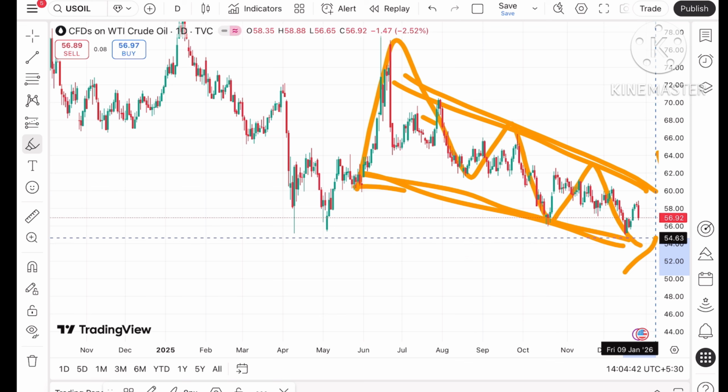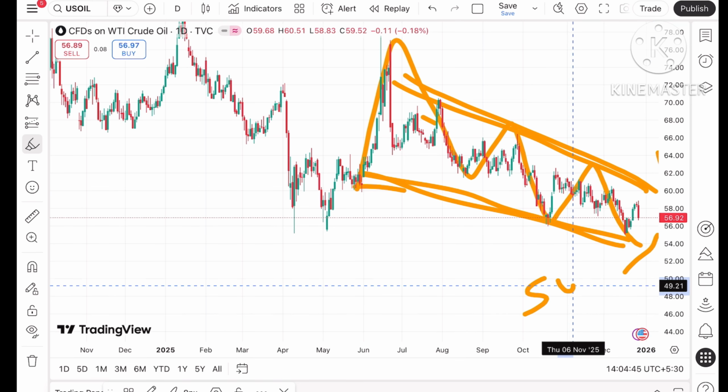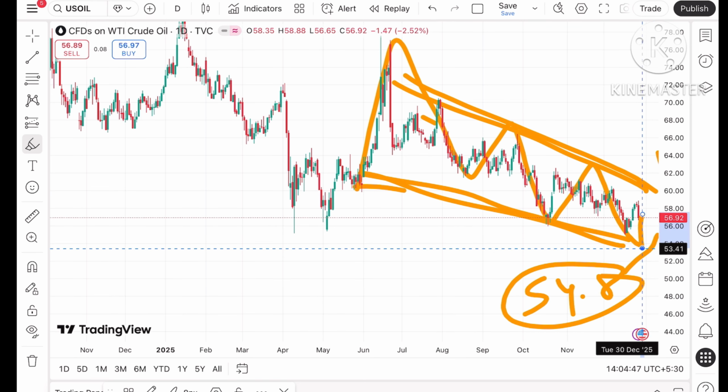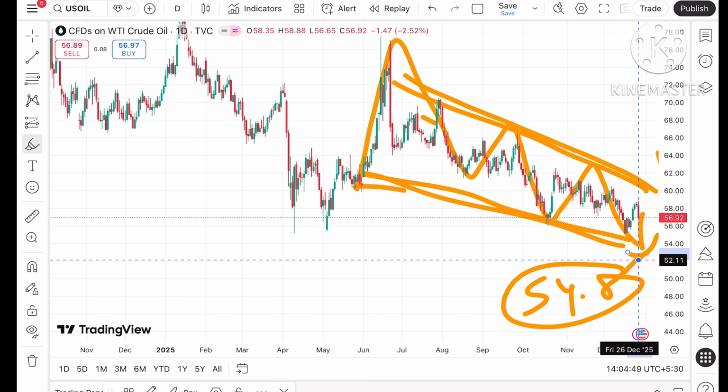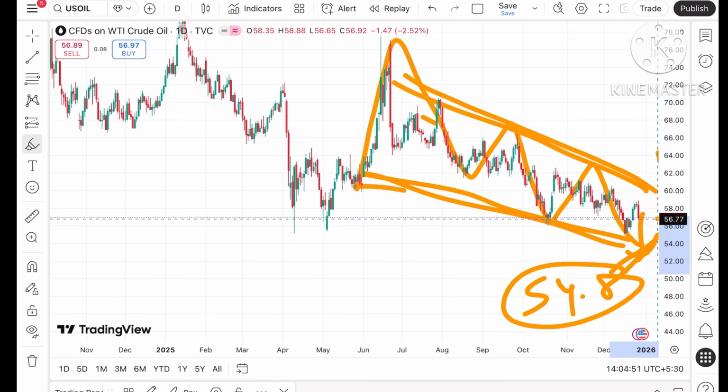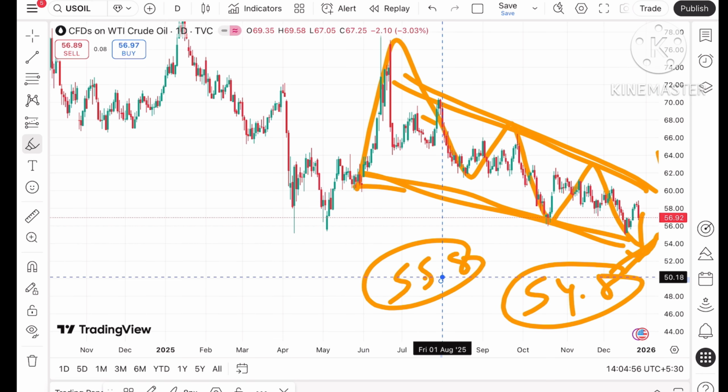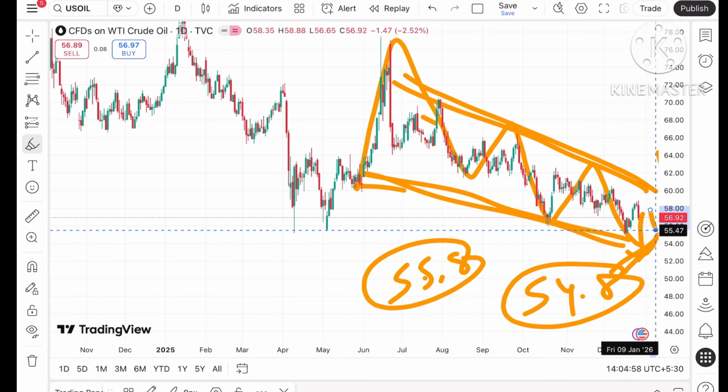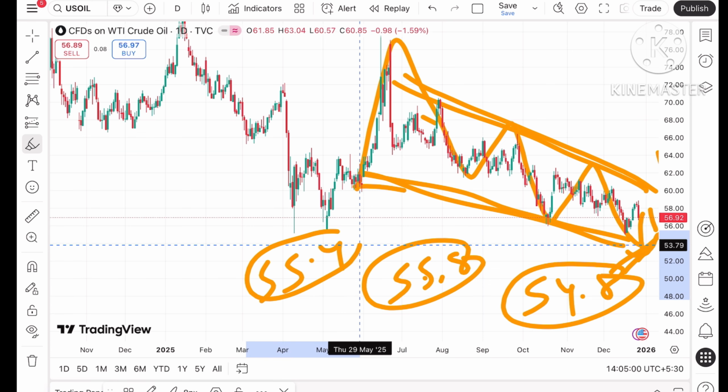So if the price again moves towards this level, it can break a level of $54.8, and from there a further downfall can be seen. Suppose the price starts going below this level, chances of going towards a level of 55.8 are there, and if the price falls below that particular level, there is a chance of touching 55.4.